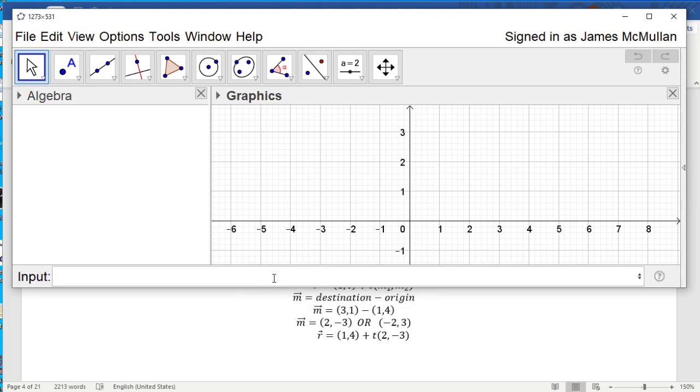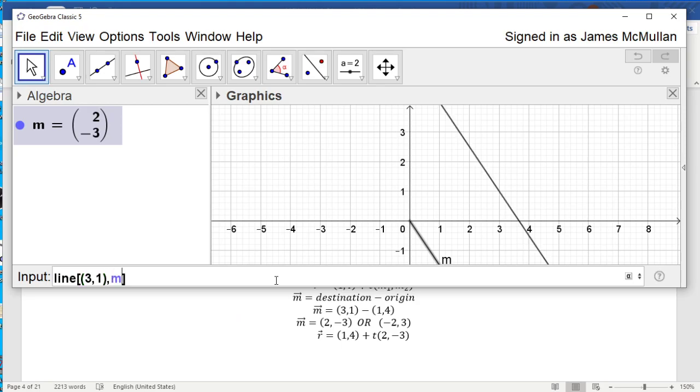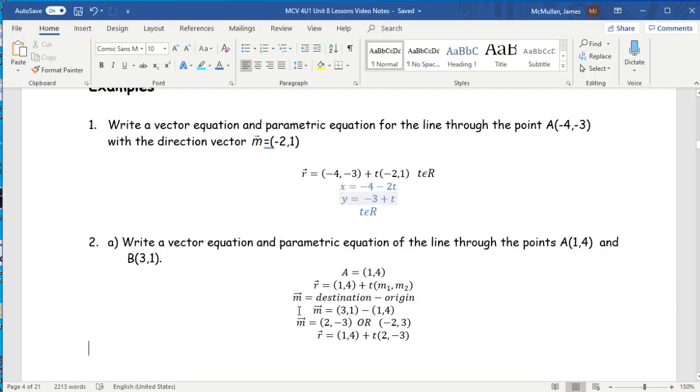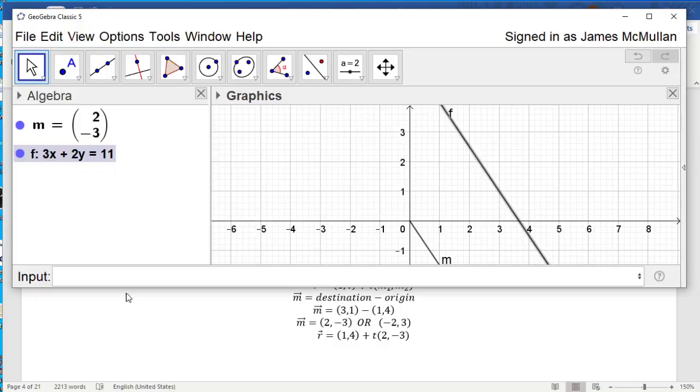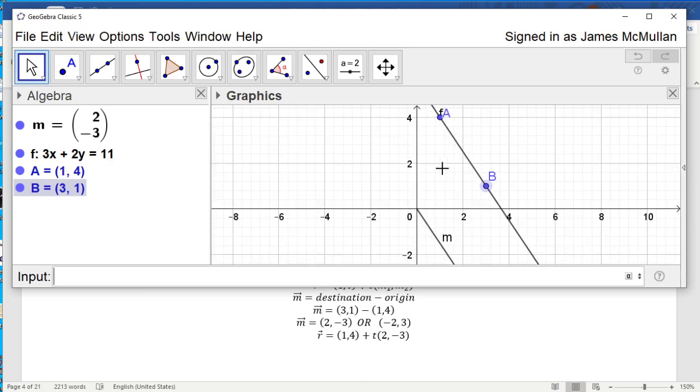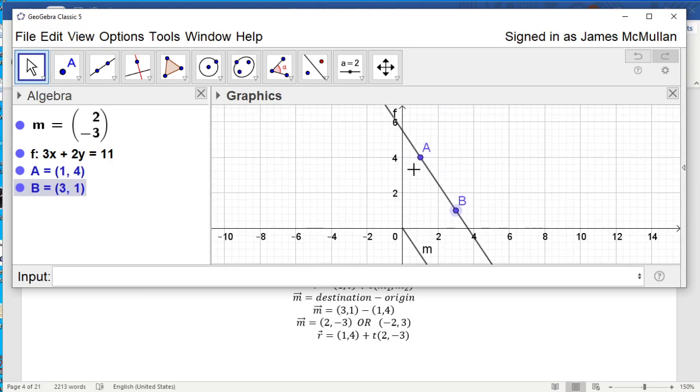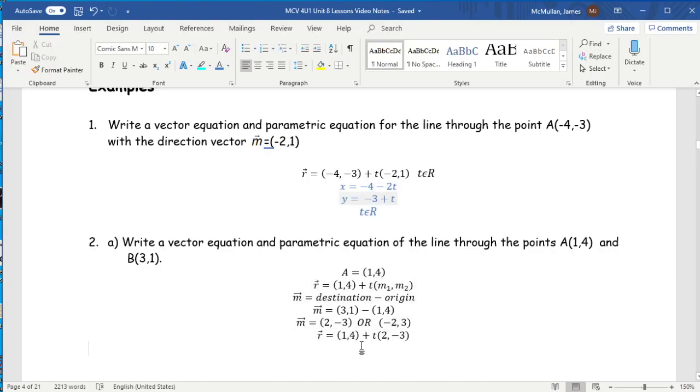Okay, so let's make a direction vector m equals 2, -3. And then I'm going to go line that passes through the point 3, 1 and has a direction vector m. Now, if I've done this right, it should pass through 1, 4 and 3, 1. So where's 1, 4 and where's 3, 1? Okay, and it does. So there you go.